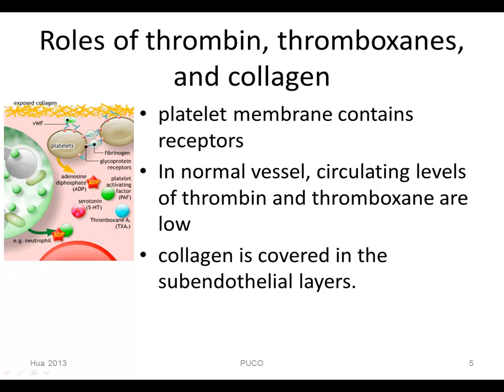The platelet membrane also contains receptors that can bind thrombin, thromboxanes, and exposed collagen. In the intact normal vessel, circulating levels of thrombin and thromboxane are low, and the intact endothelium covers the collagen in the subendothelial layers. The corresponding platelet receptors are thus unoccupied and remain inactive. As a result, platelet activation and aggregation are not initiated. However, when occupied, each of these receptor types triggers a series of reactions leading to the release into the circulation of intracellular granules by the platelets. This ultimately stimulates platelet aggregation.